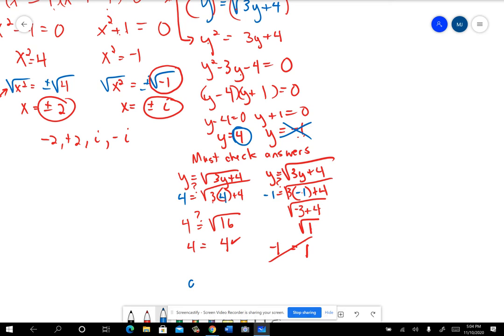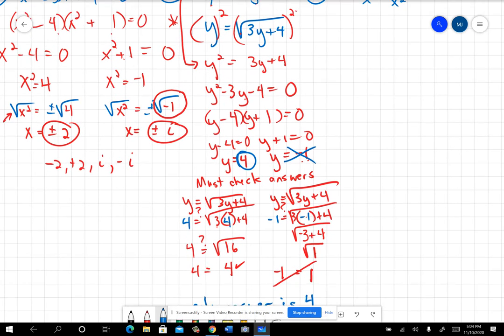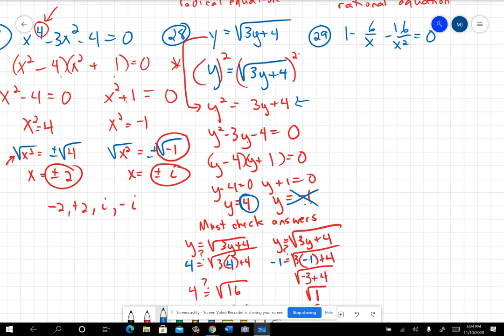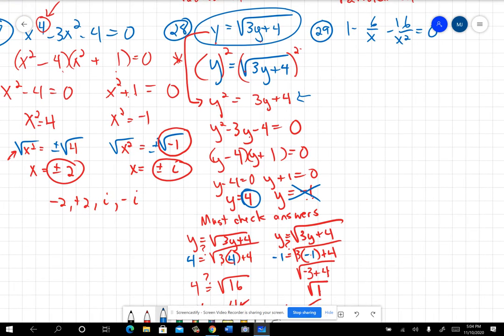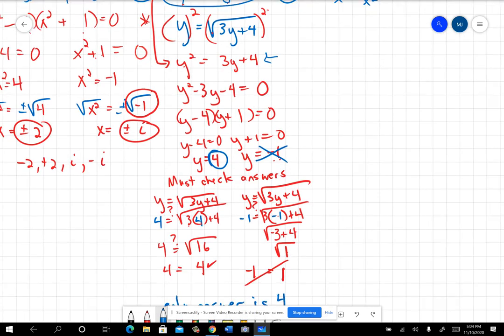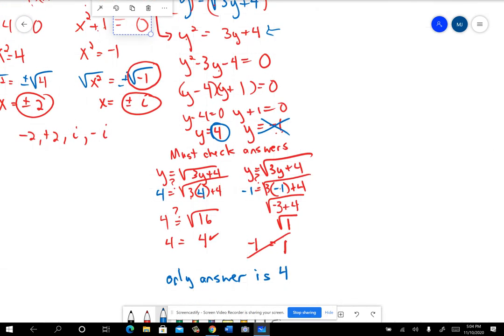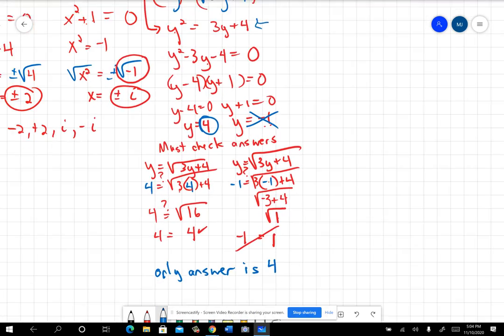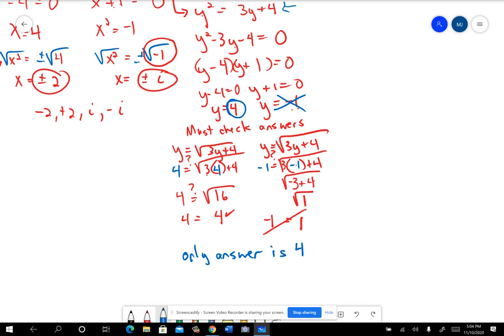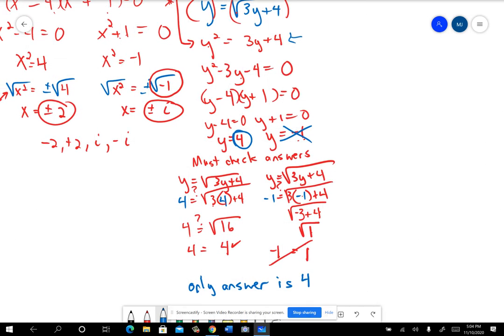So my only answer to the original question is 4. See, 4 and -1 would work here, both of them, but in the original problem, only the 4 would work. Okay, and the reason for that will be easier to explain once you've had a little work with domain and range. It has to do with domain. Okay, I'll just leave it at that.